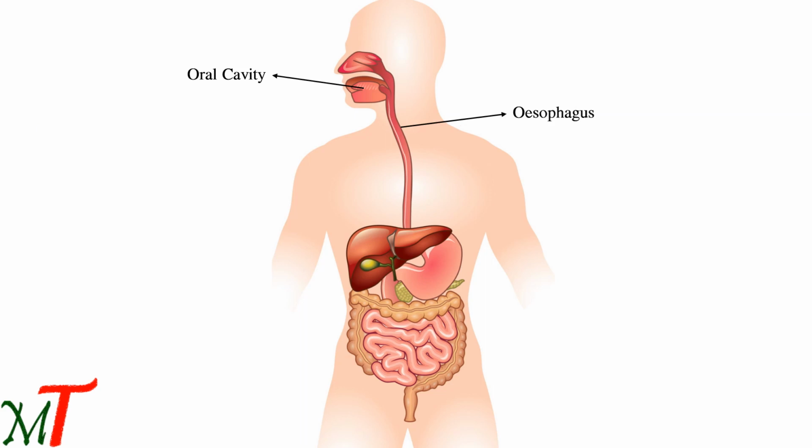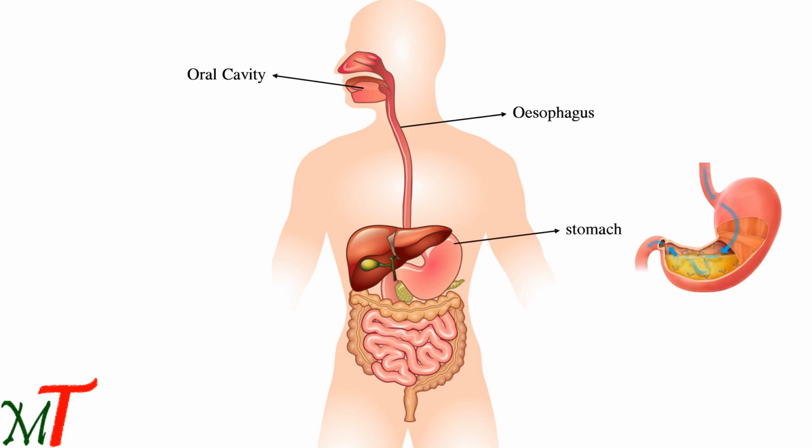Next, the oral cavity continues to the esophagus. The esophagus is a pipe-like structure. It opens into the stomach. The stomach is a sac-like structure. Here food is stored for some time and digested by mixing with enzymes.